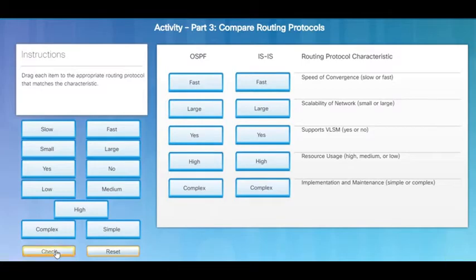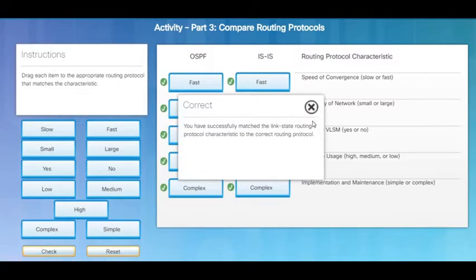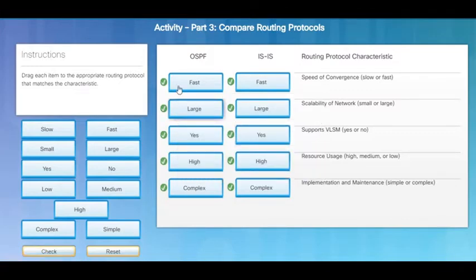So let's check both of them. Let's see if the answers are correct. Right there. So you can probably see that in terms of characteristics, both OSPF and IS-IS are identical. So in terms of convergence, definitely OSPF is fast. Large size networks, yes, it supports large size networks.